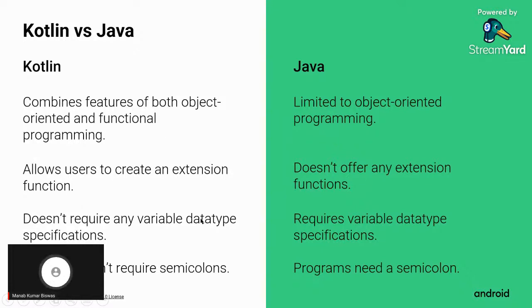Now, Kotlin does not require variable data type specifications. So you wouldn't need to specifically declare something as an int or a string. It's able to detect it by itself, but it's of course advisable to specify it where you think it might be needed. That's one other notable thing. Also, Kotlin does not require semicolons. I mean, that's a relief. It does not need semicolons, whereas Java does need semicolons, right?